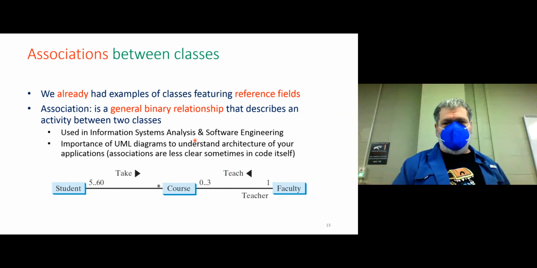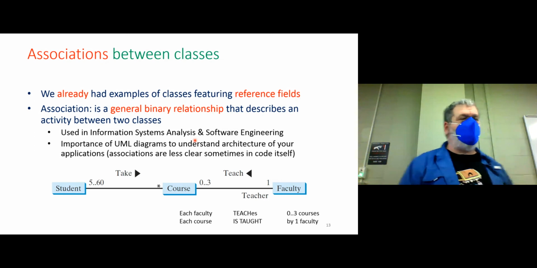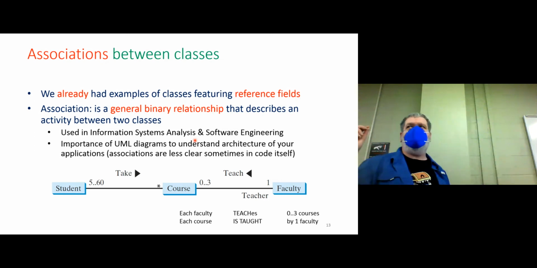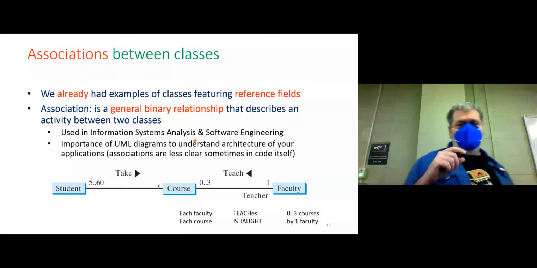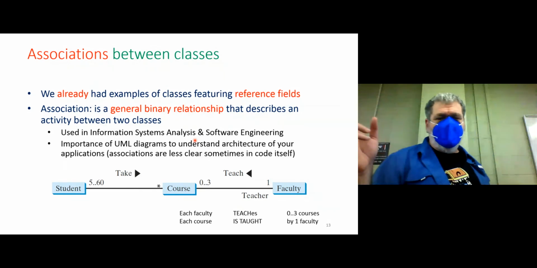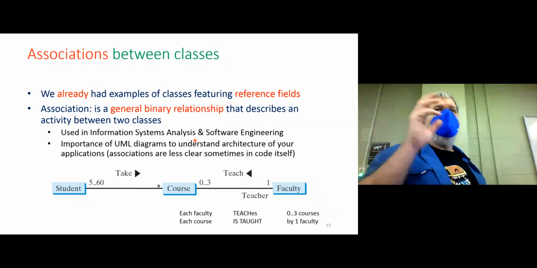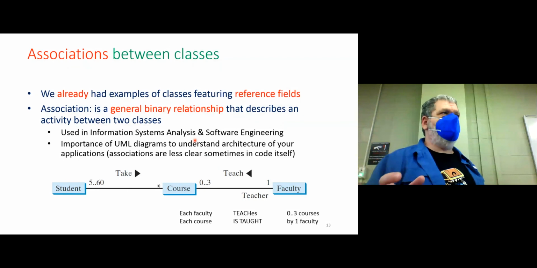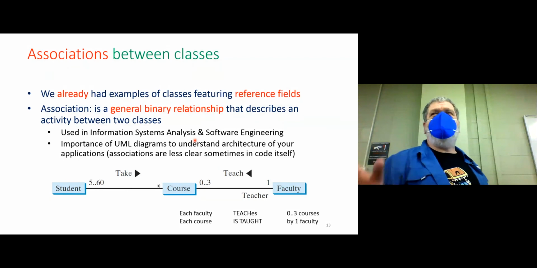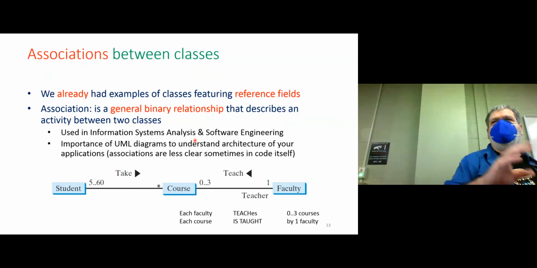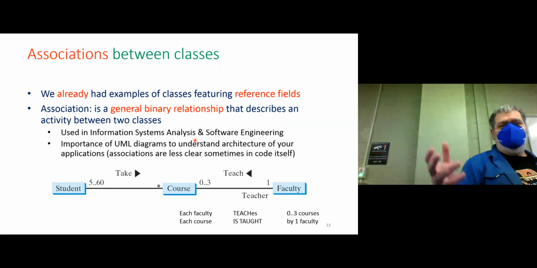So for example, if I look at the relation on the right, the arrow tells me it's read from right to left. So that means each faculty teaches between 0 to 3 courses. Okay? That's how we read the numbers on the arrow. We read right to left because of the arrow.